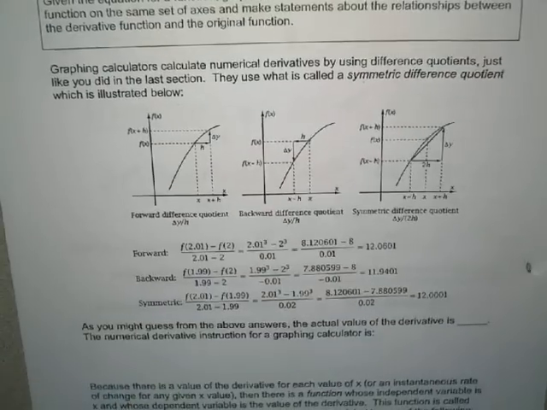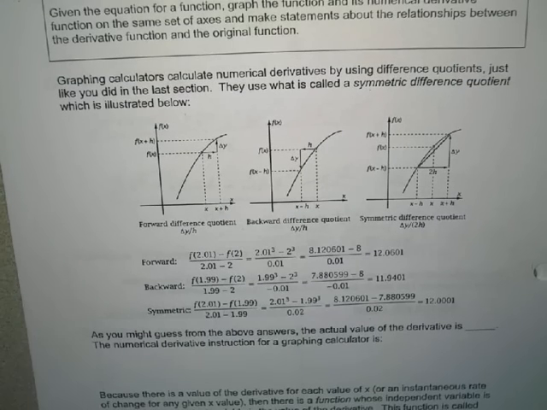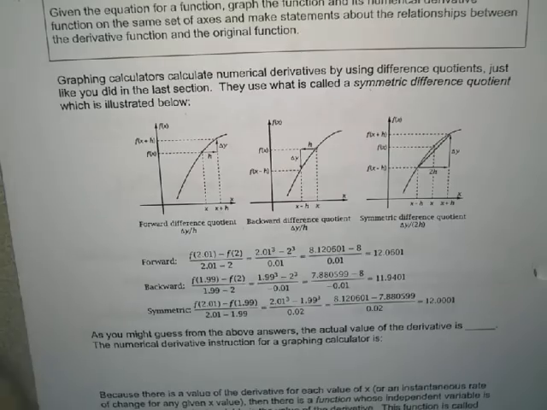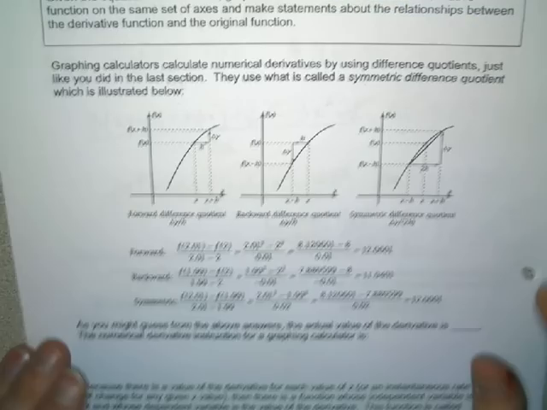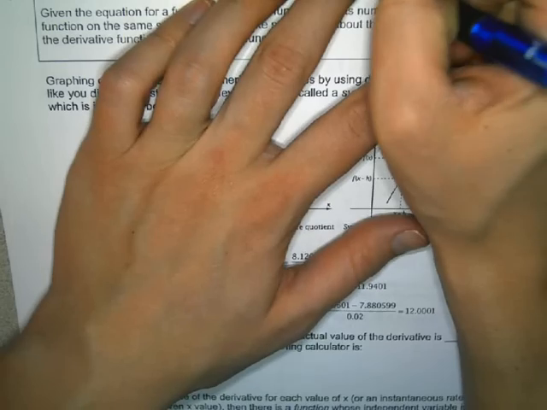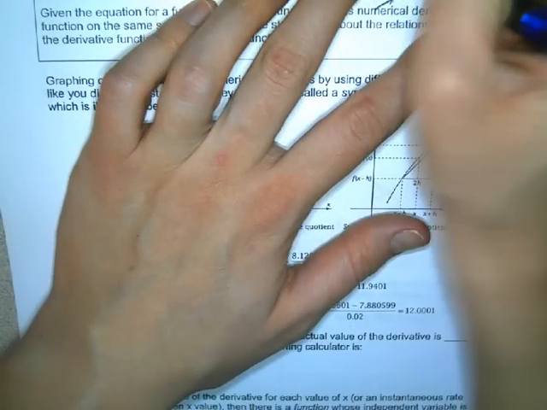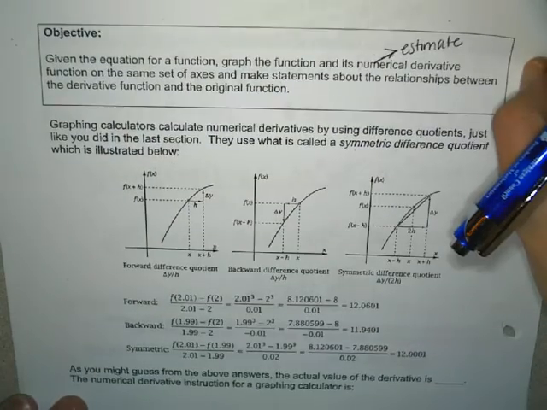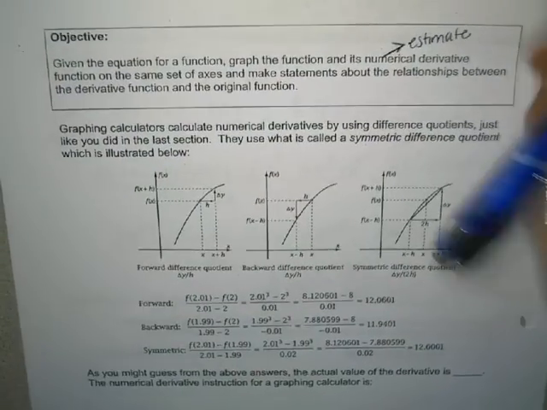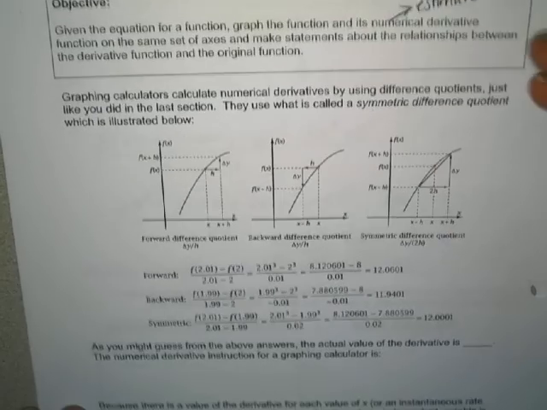Alright, so this objective. Given the equation for a function, graph the function and its numerical derivative function on the same set of axes, and make statements about the relationships between the derivative function and the original function. Well, first of all, let's talk about this little phrase here. That means estimate. So numerical derivative is the estimation of the derivative, but refers to the graphical estimation.